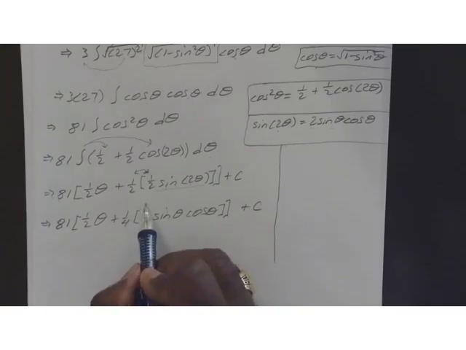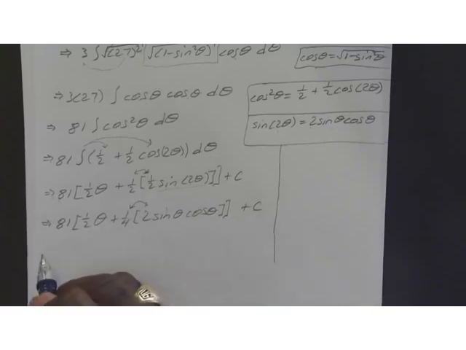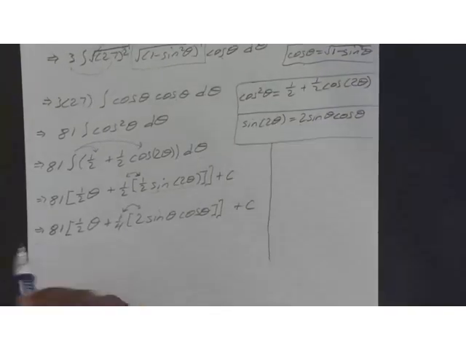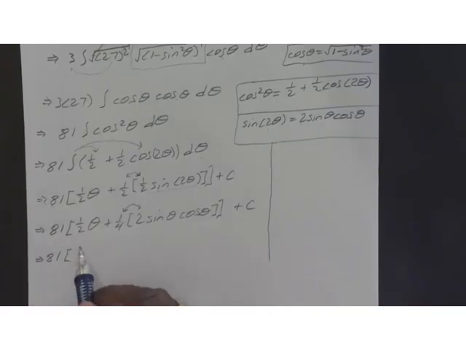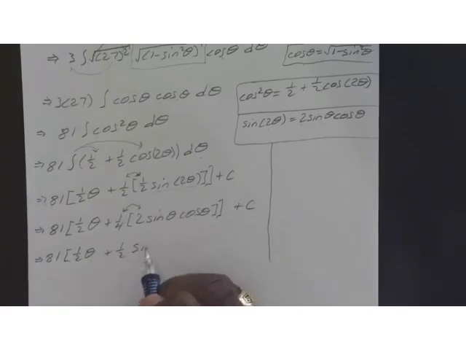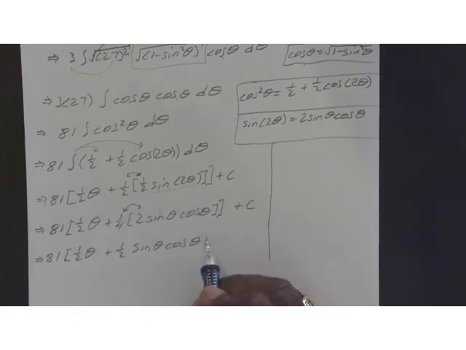Okay, so if we go ahead and multiply these two, 2 times 1/4, that's just 1/2. And that's why I usually wait before distributing, because these numbers will constantly change. So you have 1/2 theta plus 1/2 sine of theta cosine of theta plus c.